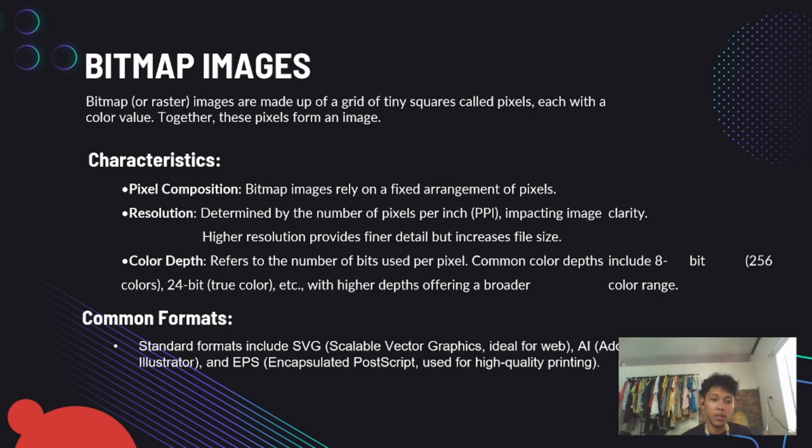Standard formats include SVG, or Scalable Vector Graphics, ideal for web, and AI, Adobe Illustrator. No, wrong, that is not the explanation here. For bitmap images, the formats used are JPEG, PNG, and GIF. Those are for bitmap images.